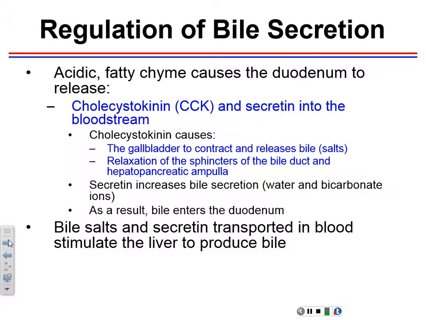Okay, so because you get fat, you need emulsification of fat by the bile salts. So cholecystokinin will be released to secrete bile, mostly with bile salts, for emulsification of the fat. Okay, and then secretin is also released by the small intestine in response to the acid. It will cause the gallbladder to release a watery solution with bicarbonate ions in it so that it will neutralize the acid.